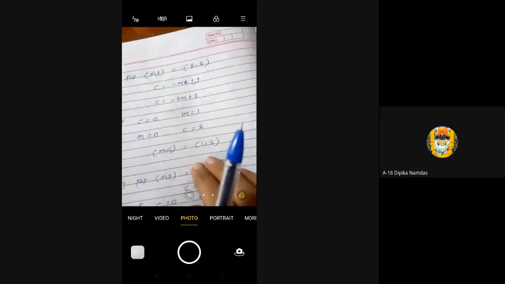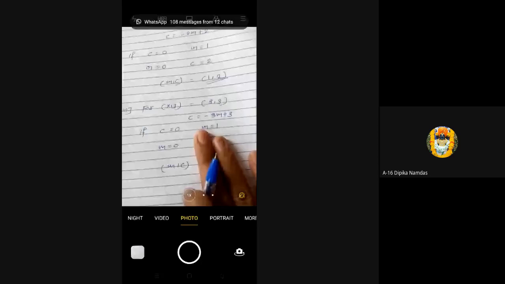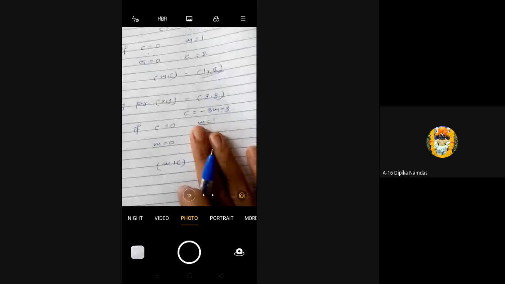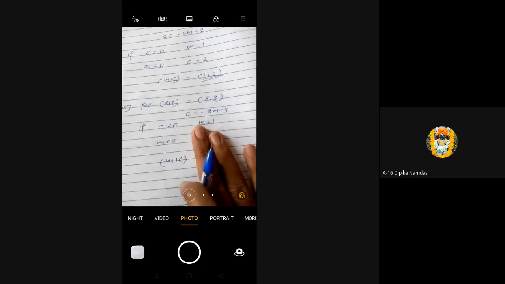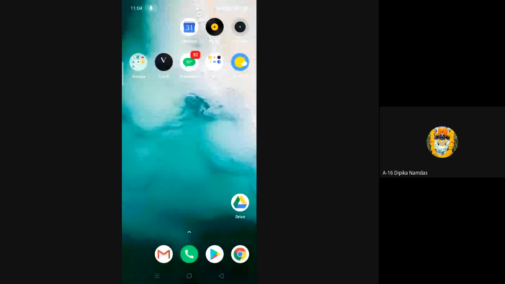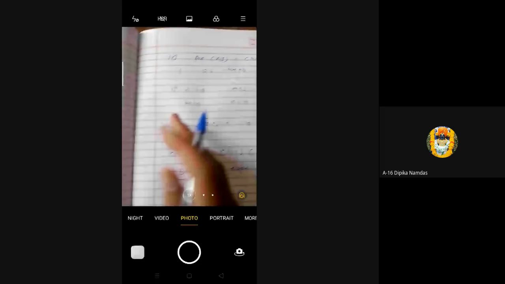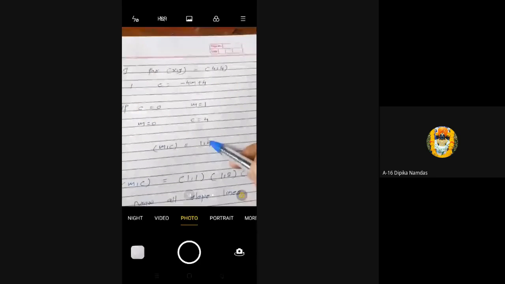Now tell me for the third one. Who will tell the third? Okay, so the third pixel is 3, 3. So anyone tell me the m comma c plane? 1, 3. 1, 3. And for 4? 1, 4. Okay, so understood this?